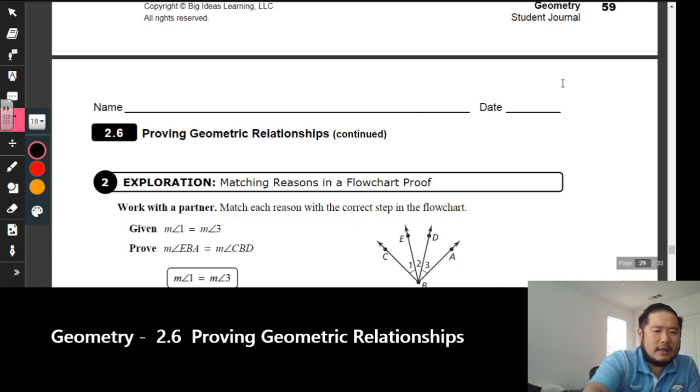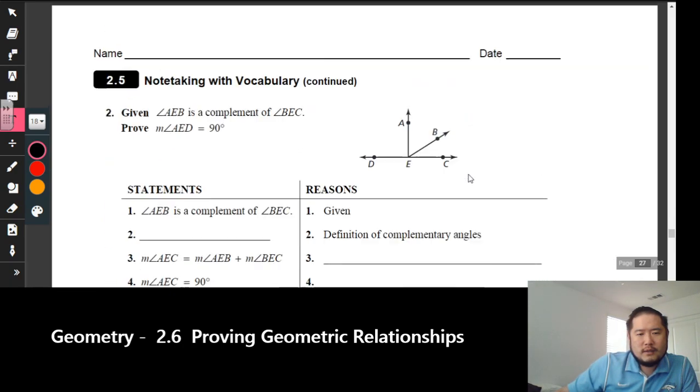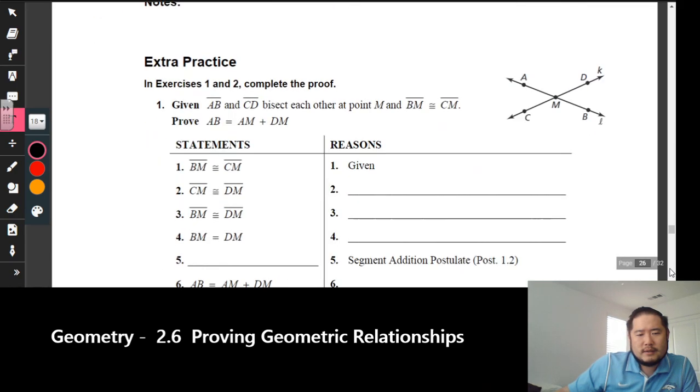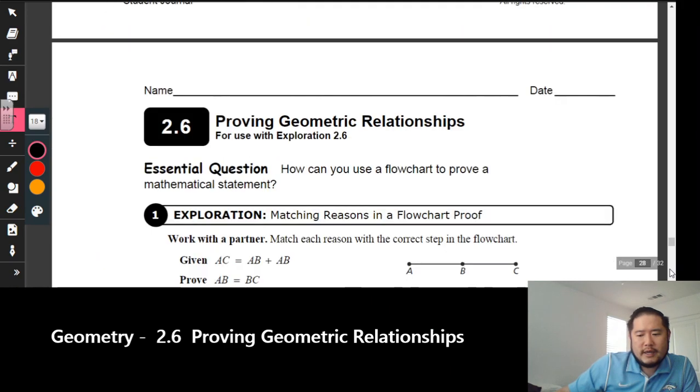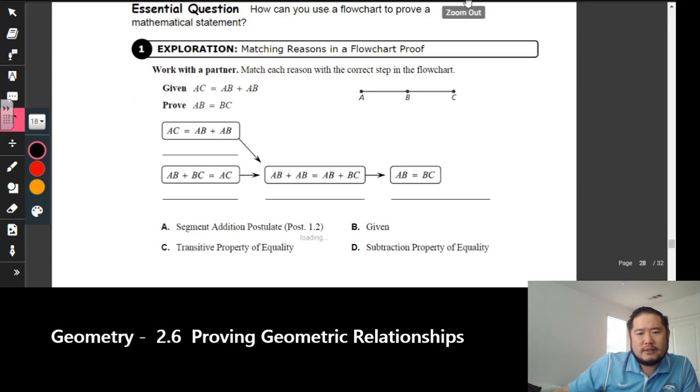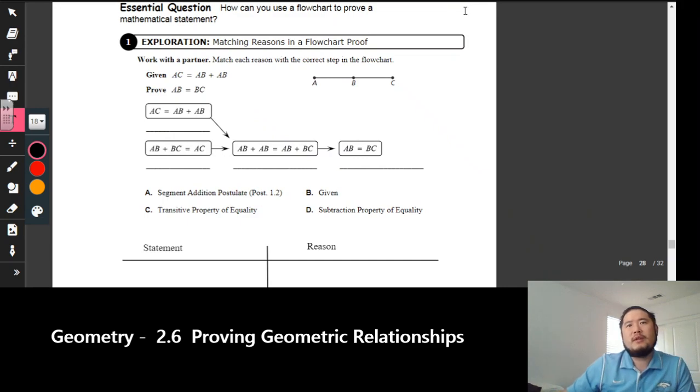Let's start off. I'm moving backwards, and I'm actually going to go ahead and use this exploration page. So we'll go to exploration number 1 right here, and it says match each reason with the correct step in the flowchart. Now, I don't want you just plugging in letters. I actually want us to think, how can you read the flowchart to help us come up with our proof?